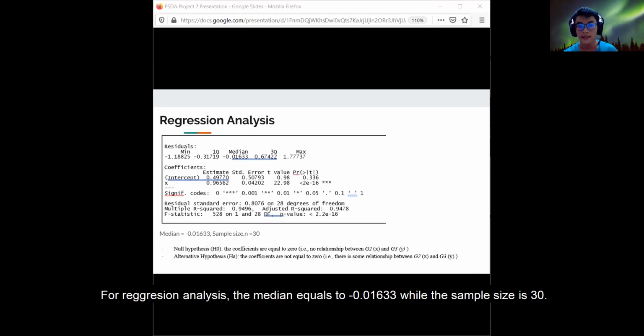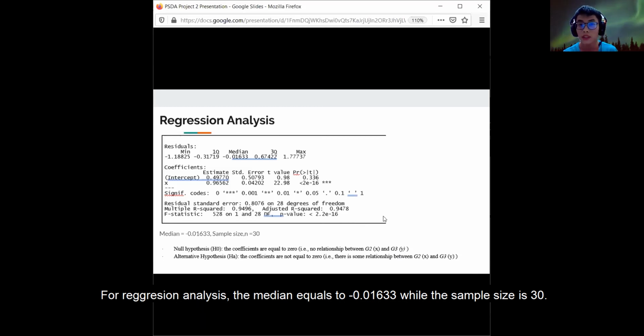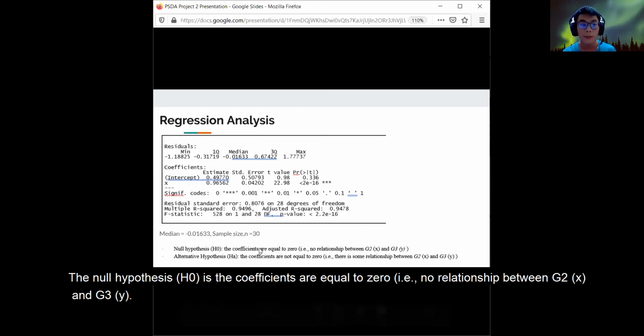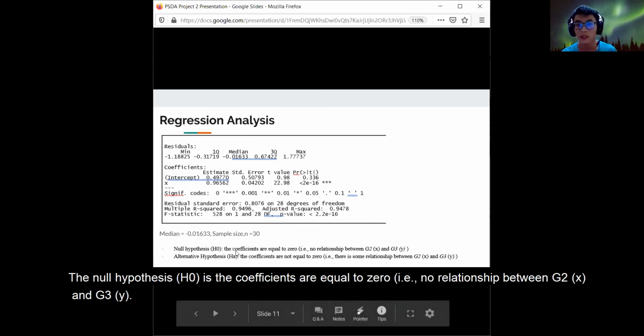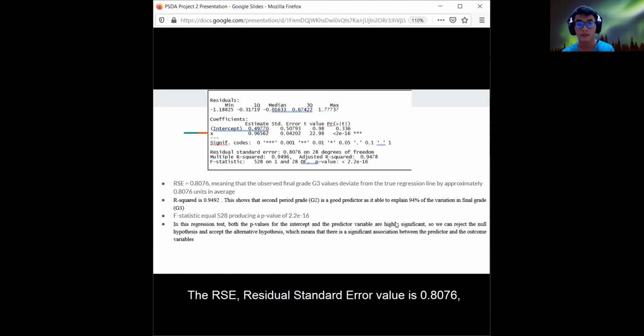For regression analysis, the median equals negative 0.016, while the sample size is 30. The null hypothesis H0 is the coefficients are equal to 0, which is no relationship between G2, the x-axis, and G3, the y-axis. While the alternative hypothesis H1 is the coefficients are not equal to 0, which is there is some relationship between G2, x-axis, and G3, y-axis.